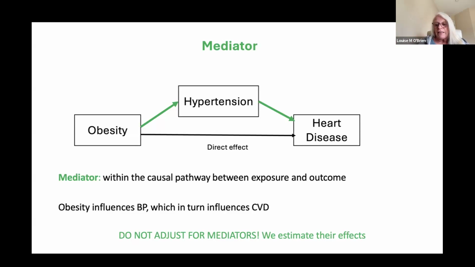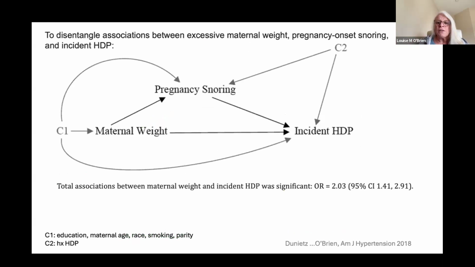So we can look at the direct effect, which is obviously that straight line, or we can look at the indirect, which is through our mediator. And so here's a real life example that we did in one of my studies quite a long time ago. We were looking at incident hypertensive disorders of pregnancy, and Galit and I sat and we looked at these DAGs and thought, well, what are the relationships between these variables? So we want to disentangle the relationship between maternal weight and development of hypertensive disorders of pregnancy, but we were particularly interested in pregnancy onset snoring.